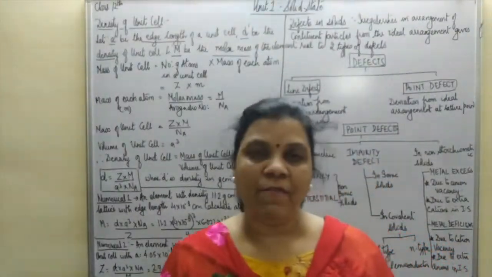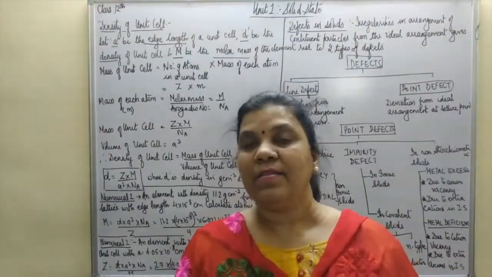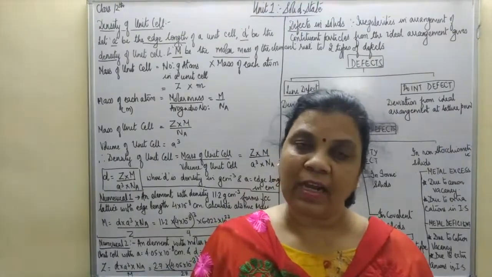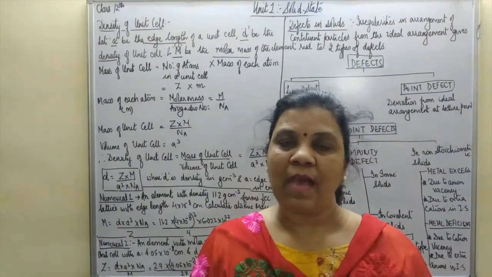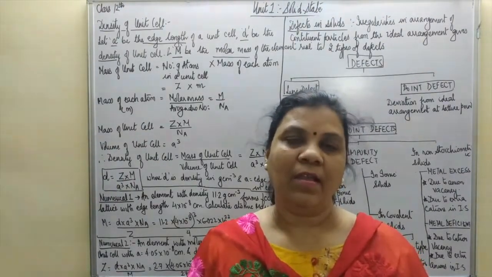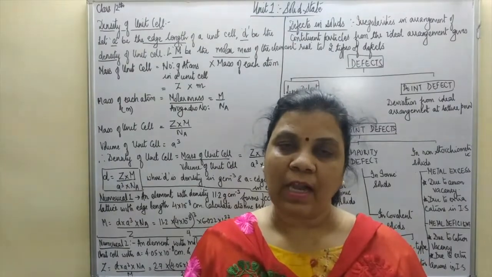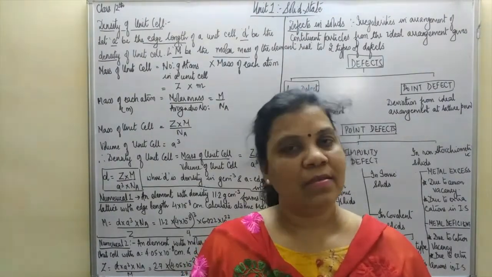Let me first brief you on what we mean by an ideal crystal. An ideal crystal is one which has a perfectly ordered arrangement of all the constituent particles and has an entropy of 0 at 0 Kelvin. That means it is a perfectly ordered arrangement, therefore the randomness or entropy is 0.